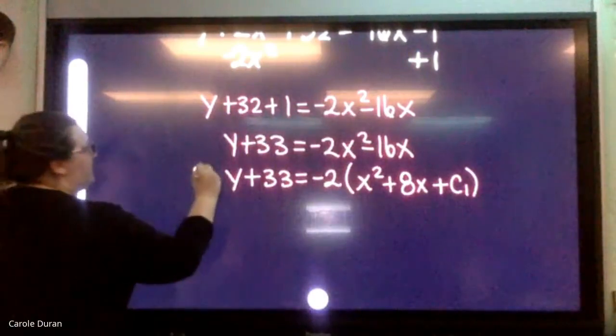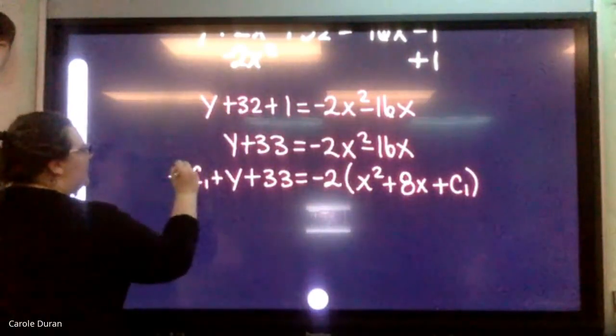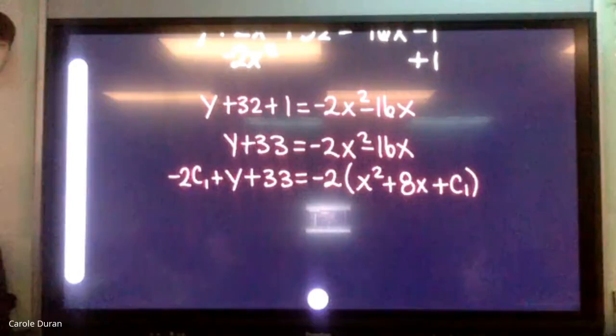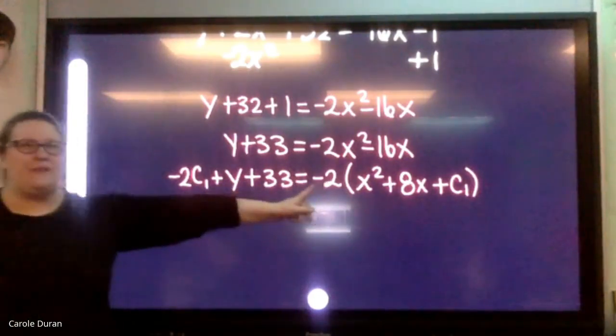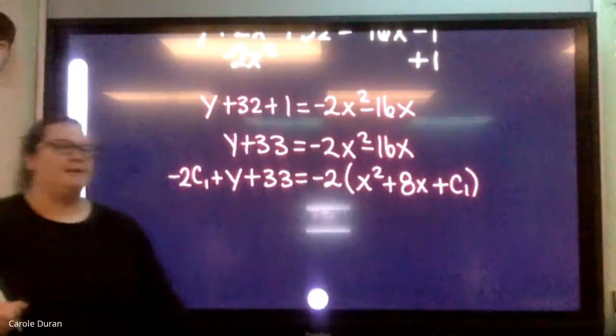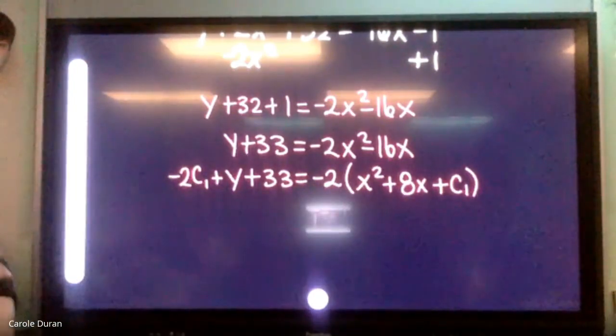And I'm going to be adding that C1 to both sides, but when I add it to the left side, it's going to have a negative 2 attached to it. Why is it going to have a negative 2 attached to it? Because I have a negative 2 in front of the parentheses that has the C1 on the right. So that value has to stay attached to whatever my constant is.